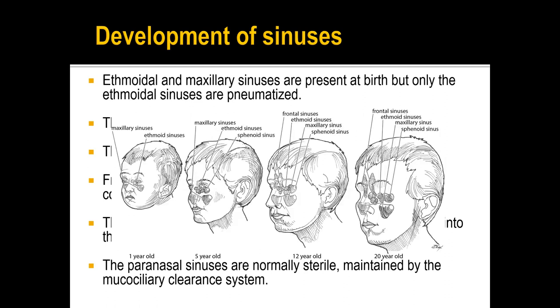Now, please click on the next. As we can see, at birth there are only maxillary and ethmoidal sinuses. The ethmoidal sinus is pneumatized at birth, the maxillary sinus by around 4 to 5 years, the sphenoid by 5 years, and the frontal by 7 to 8 years, and all get well pneumatized by adolescence.